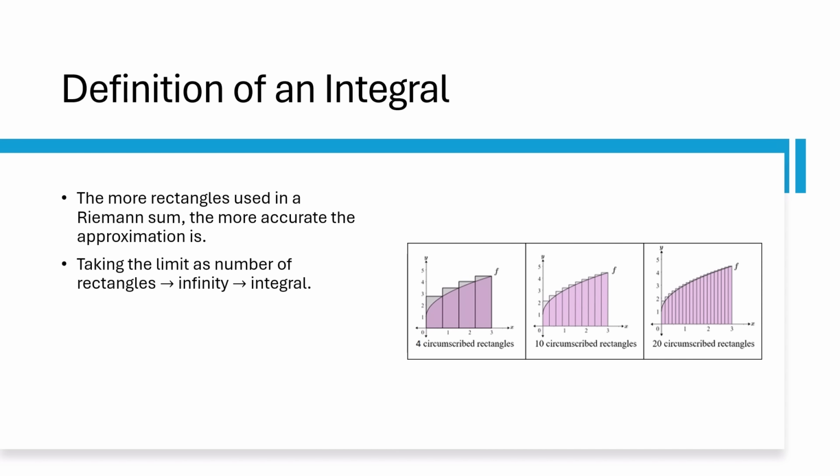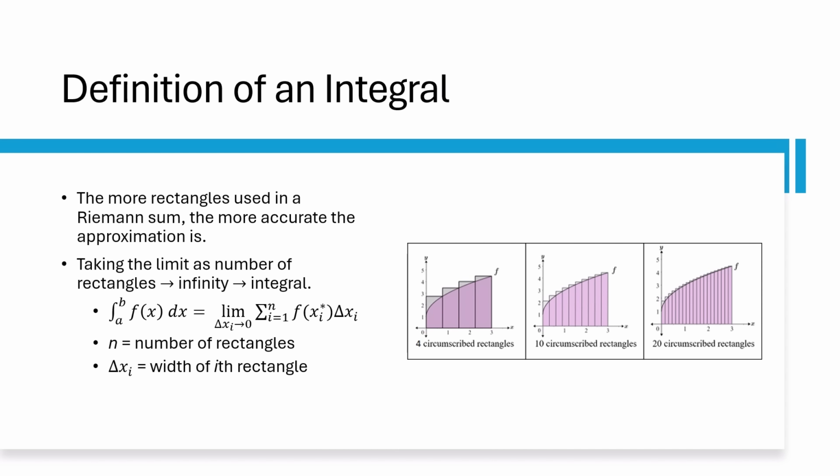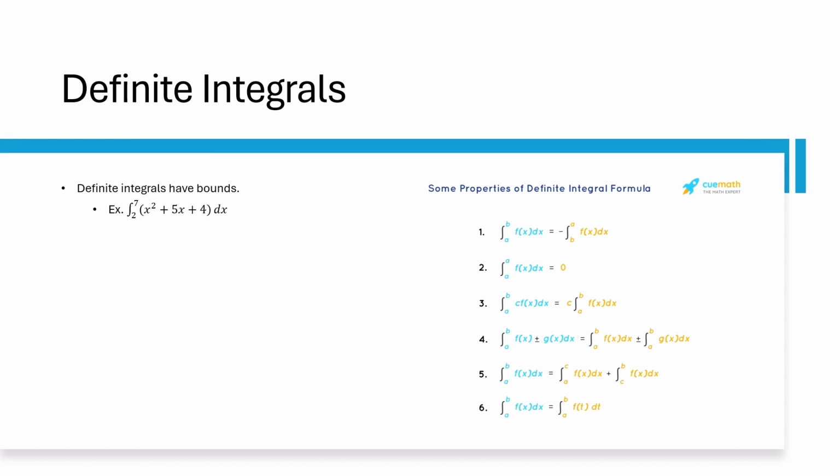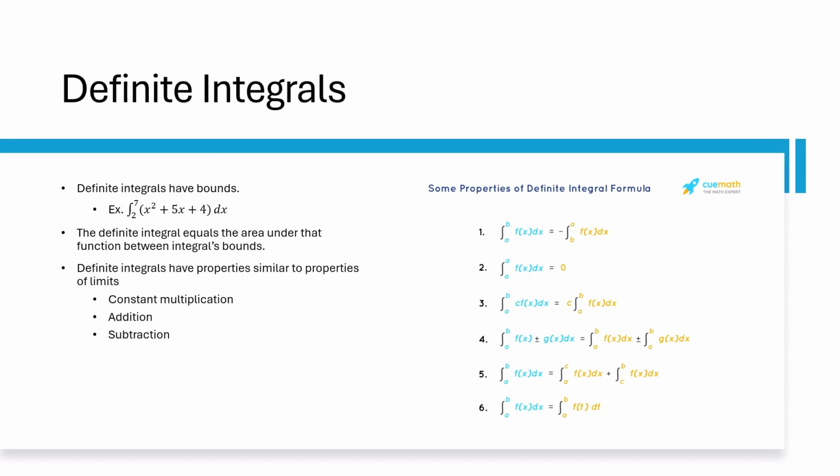Say we take the limit as the number of rectangles approaches infinity. When we do this, we get an integral. We can see that the integral is the limit as the width of the rectangles approaches 0 of the sum of all the heights of the rectangles times the widths. There are 2 types of integrals, definite integrals and indefinite integrals. First, we'll talk about definite integrals. Definite integrals have bounds, and the definite integral equals the area under the function between those 2 bounds.